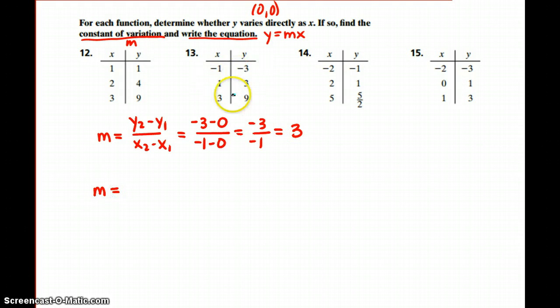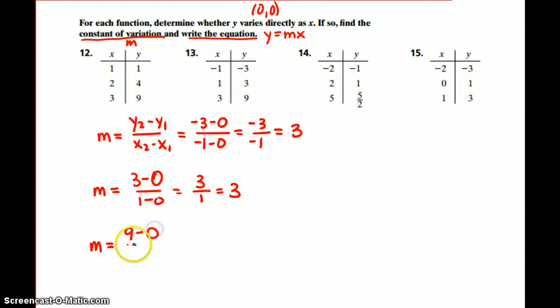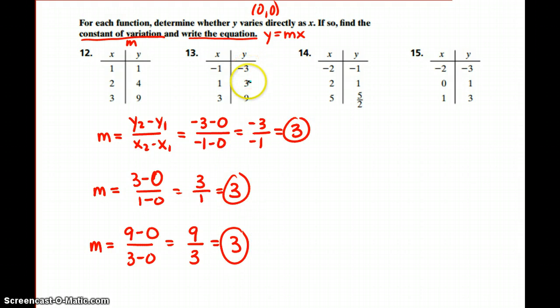If you do this again now for the next point, which would be 3 minus 0 over 1 minus 0, you again get 3 over 1, or 3. And if you do it for the third point, always using the origin, 9 minus 0 over 3 minus 0, you get 9 over 3, which again is 3. Since all of my slopes, when I use the origin, are the same, that means that my constant of variation is 3. And since they're all the same, we definitely know that, yes, it varies directly. So then my equation for 13 would be y equals 3x.